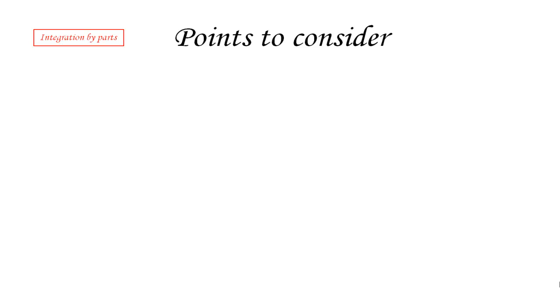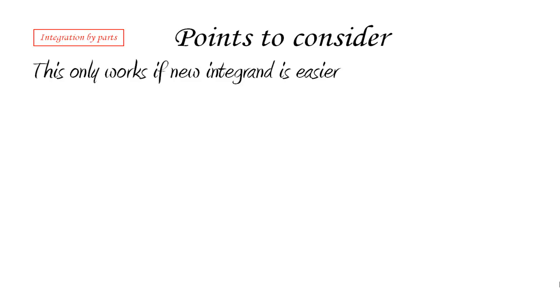A few points to consider about this method as well, just like we did for the method of change of variable. First of all, this only works if the new integrand is easier. Remember that we're switching from the original integrand, which is a product of two pieces, to a different one, which is also a product of two pieces, but where we have reversed the derivative and the antiderivative. If that new product is not any easier to integrate, then we're stuck. The method doesn't work. Sometimes it's not essential that the new integrand be easier, but at least it shouldn't be any more difficult than the one that we started from. Otherwise, there is no point. We're just making our life more complicated.